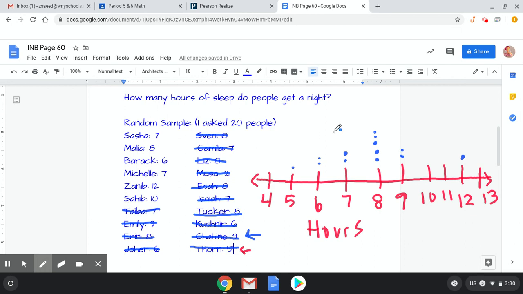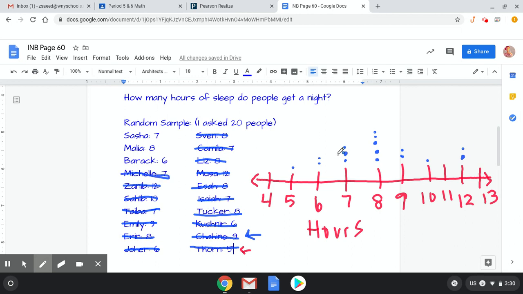Thaba sleeps 7 hours. That's my sister's name. One of my sister's names. Sahib sleeps 10 hours. Me! I sleep 12 hours. Well, not anymore, but during spring break, you bet I slept 12 hours.